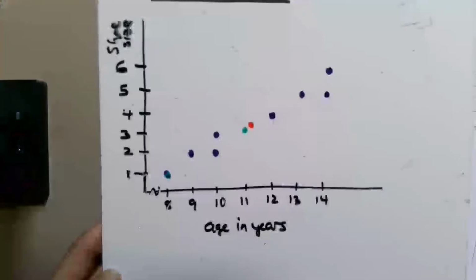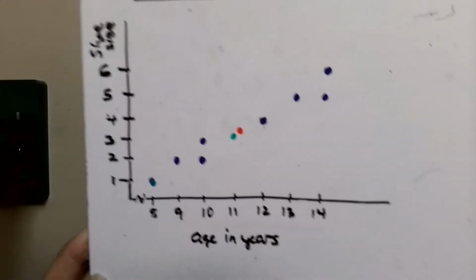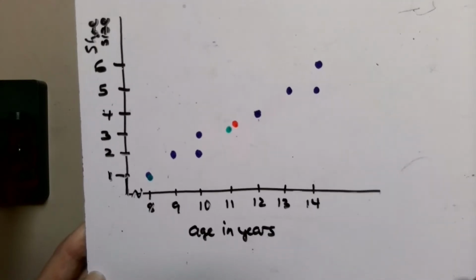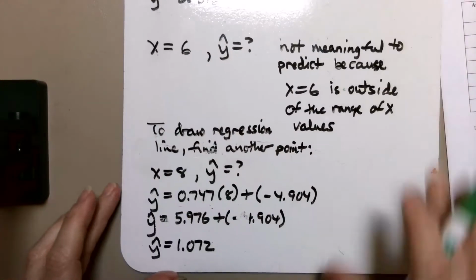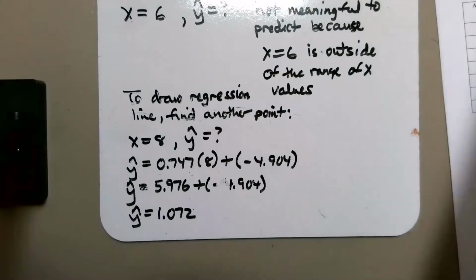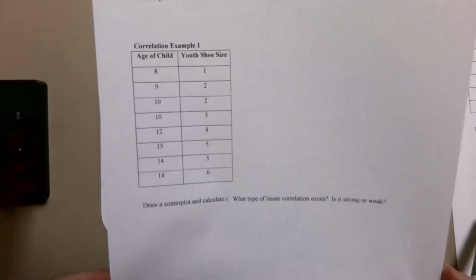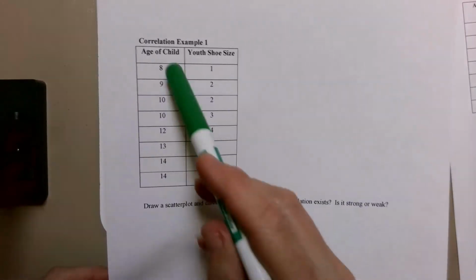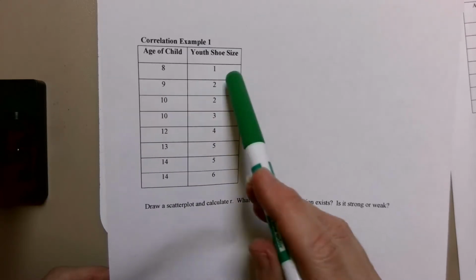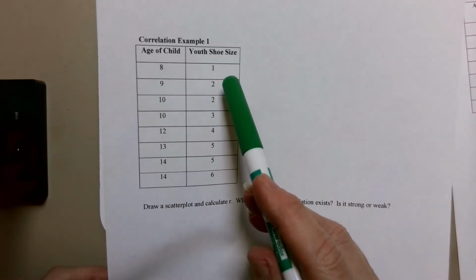And if you recall, I already graphed that one in red when I made my scatter plot. But I'm going to find one more point so then I can draw my regression line. So I'm going to pick something that falls in the range of values for x. And I'll just pick x as 8. And we should get a shoe size of around 1 if our regression line is correct.